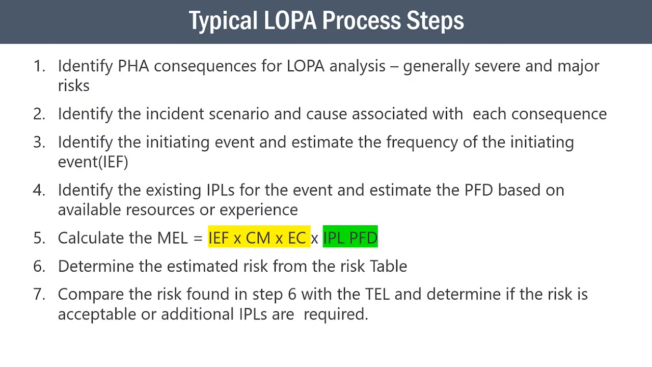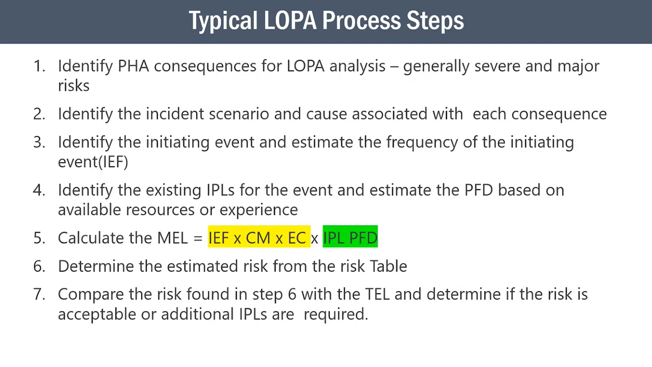Then you identify your IPLs, your safeguards for the event. You've got to determine whether or not they're independent or not. And for each of those, you got to kind of figure out what the probability of failure on demand is based on the available resources or experience. And like I said, there's a lot of resources out there, but your experience may be more valuable than even some of those resources, especially for some unique industries. There may be situations where you have been running a plant for 40 or 50 years, and so your experience with how much your equipment fails is going to be more valuable than looking it up in a handbook somewhere.